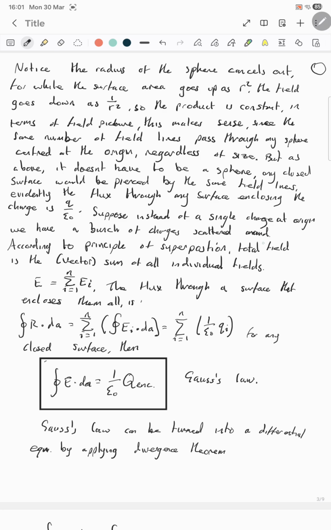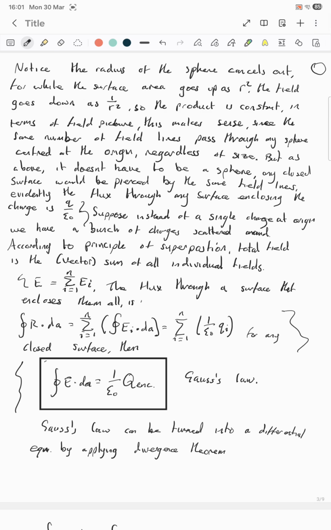Evidently the flux through any surface enclosing the charge is our charge over the permittivity of free space, and this is the right hand side of Gauss's law. Now suppose instead of a single charge at the origin, we have a bunch of charges scattered around. According to the principle of superposition, the total field is a vector sum of all the individual elements, which is given here in summation notation. The flux through a sphere that encloses them all is given here, and this is effectively a derivation of Gauss's law, which you're probably familiar with.